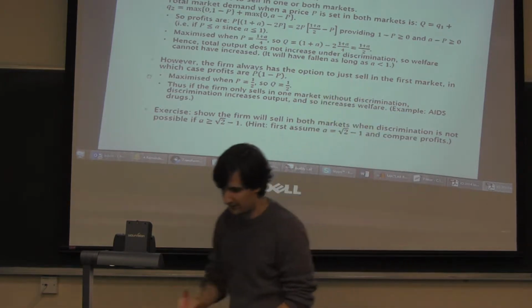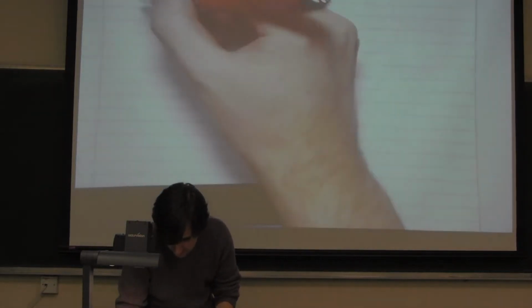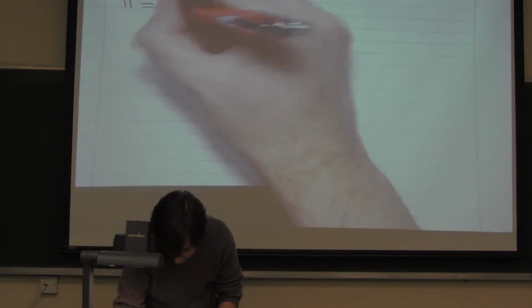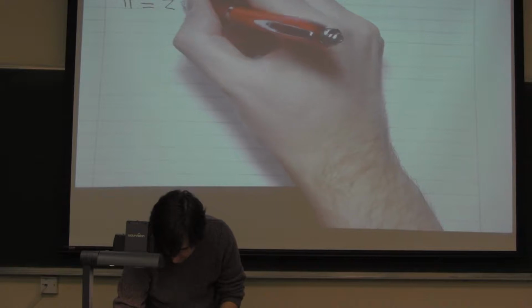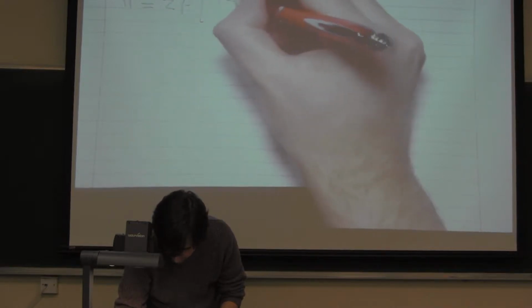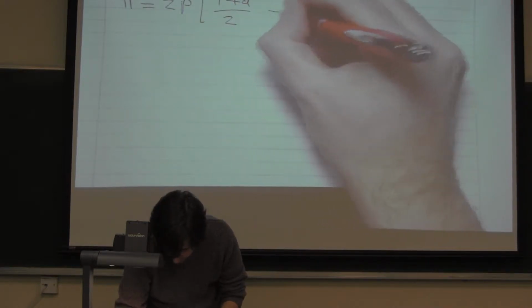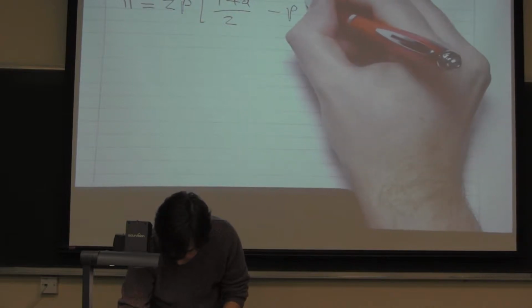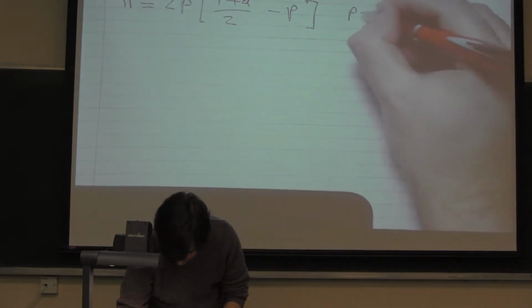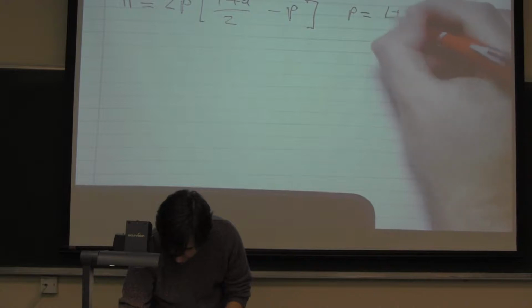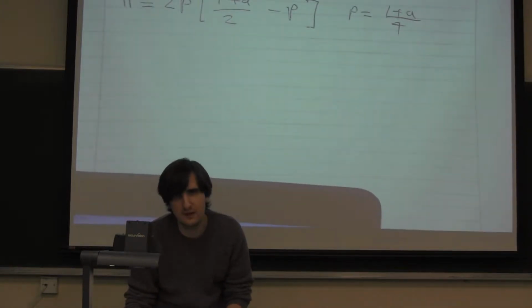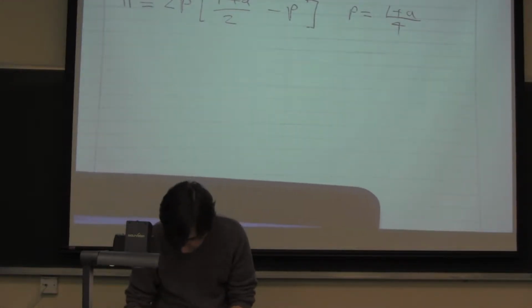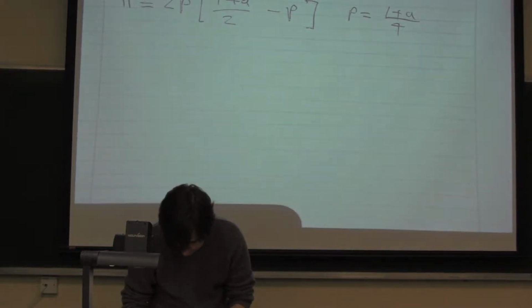Okay, so we've got an expression there for profits, and we've got an expression there for price. So we can just plug in. So we have that pi is 2p times (1 plus a over 2 minus p). Okay, and we know that p is 1 plus a over 4. So this is if the firm decides to sell to both types of consumers.